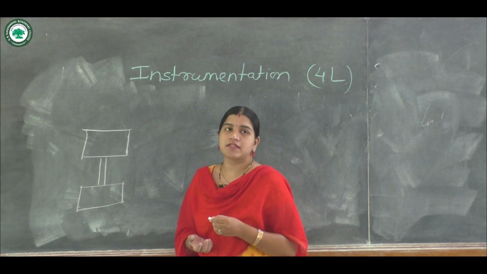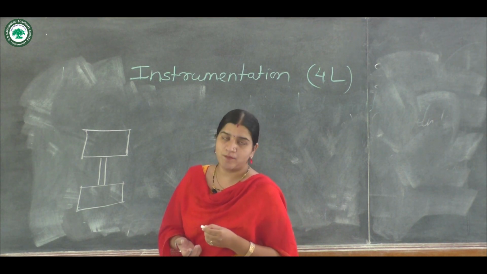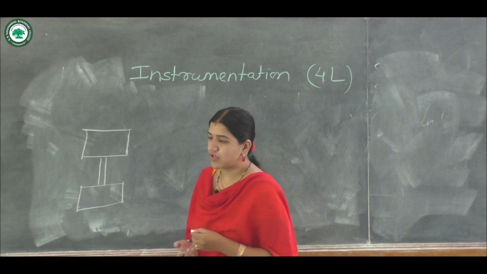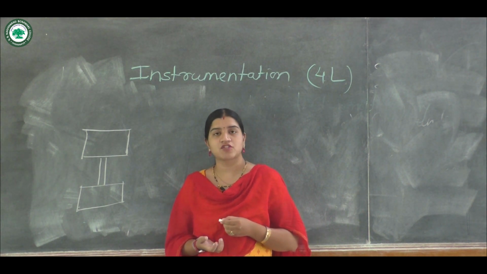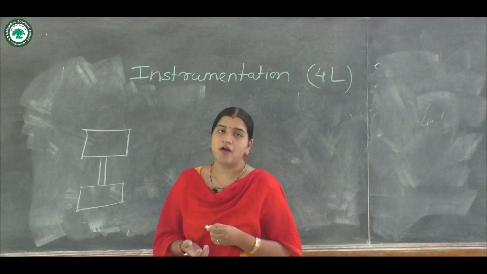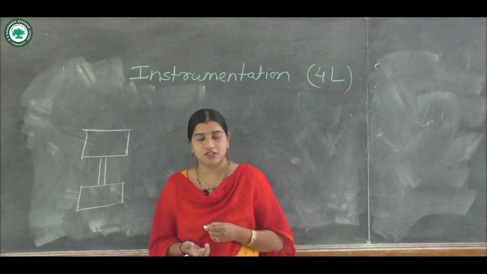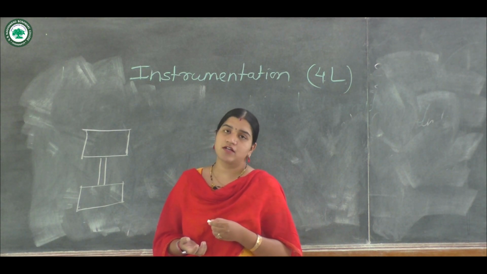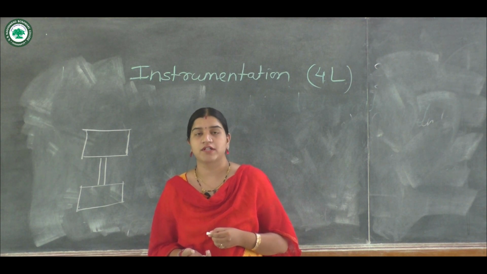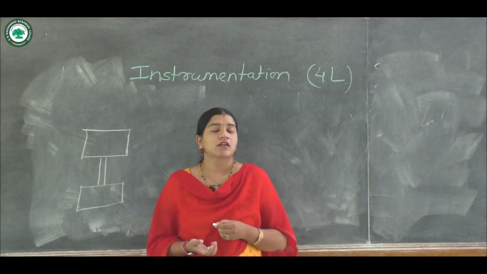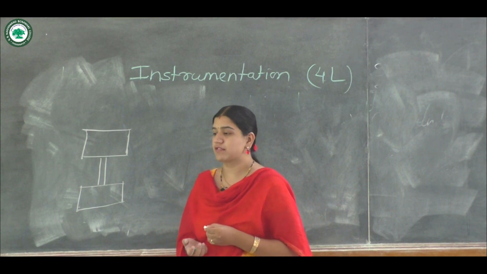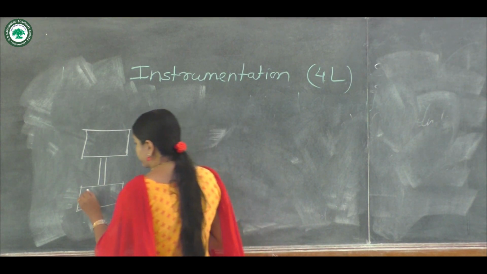Instrumentation of HPLC mainly consists of 5 parts. The first one is the solvent reservoir system. After the solvent reservoir system or a mixing chamber, the next most important part is the high pressure pump. After that, there is a sample injection unit. After that, the column is there, and finally a detector and the recording unit. So all these are the 5 components included in the HPLC instrumentation.